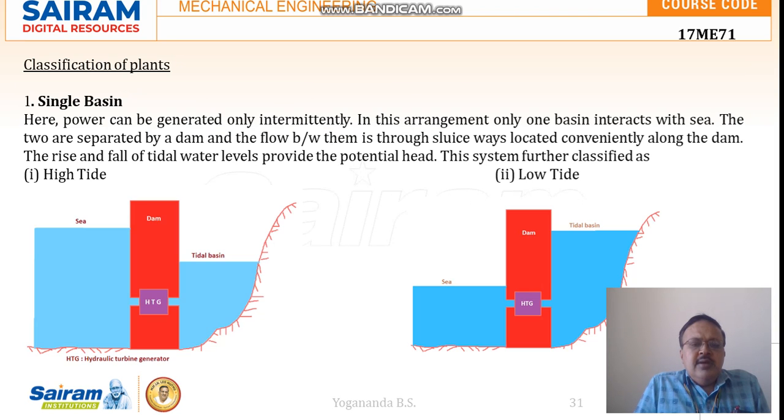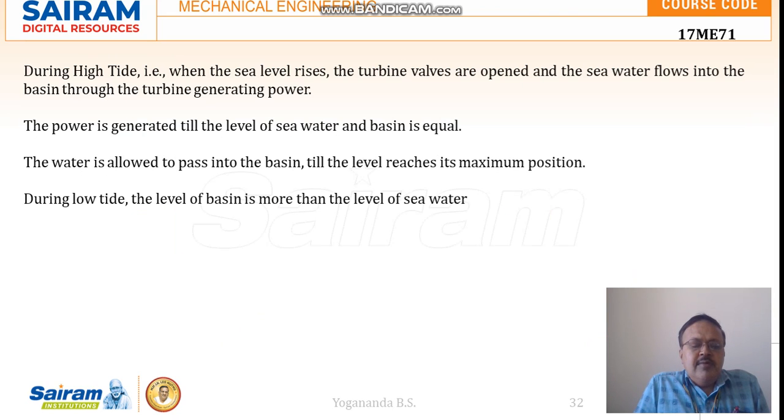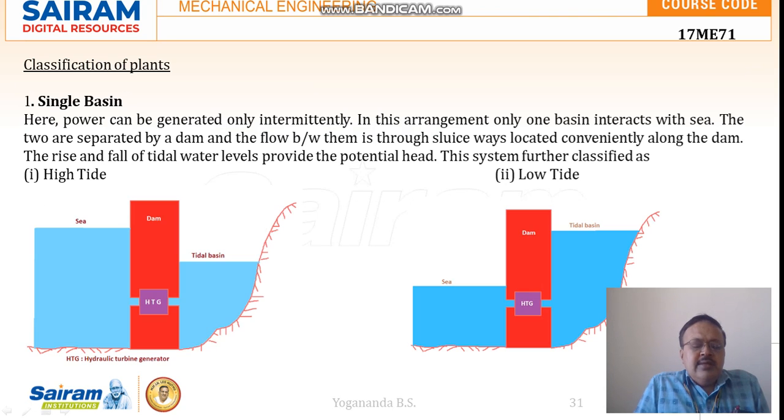Electricity is generated while the sea water is entering the basin. The power is generated until the levels of the sea water and the basin become equal. Then the sluice gets closed. There will be no inflow of water into the basin, so electricity generation also stops. That is why we say the power generation is intermittent.